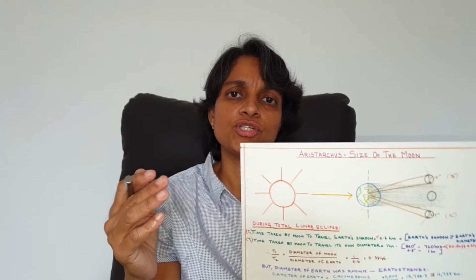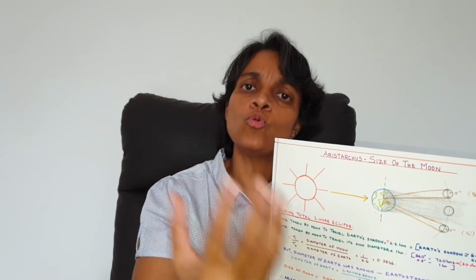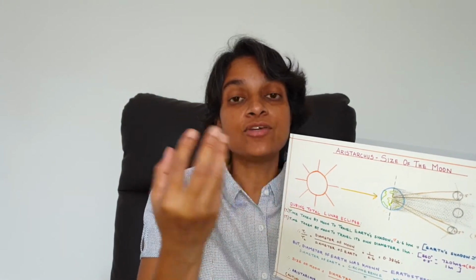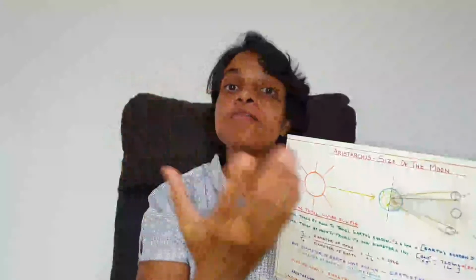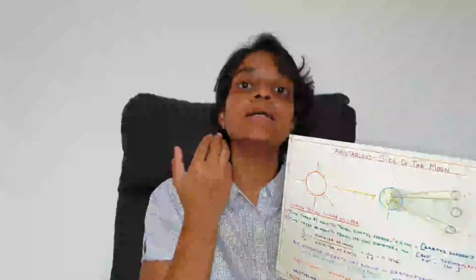Using this information, Aristarchus came up with a beautiful theory, and that is heliocentric theory. Earlier, back then, during Aristarchus' time, it was believed that Earth is the center of the universe and all bodies, the moon, sun, Mercury, Venus, Saturn, Jupiter, all these revolved around the Earth. This is called geocentric theory.